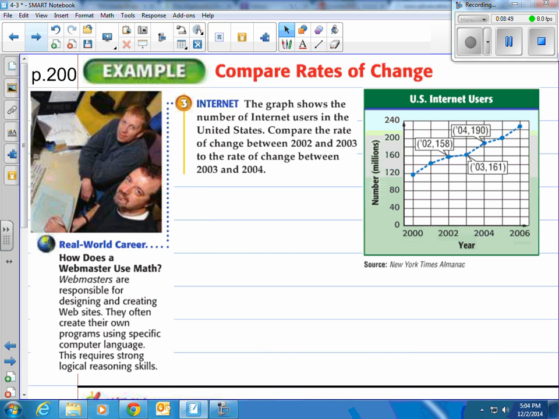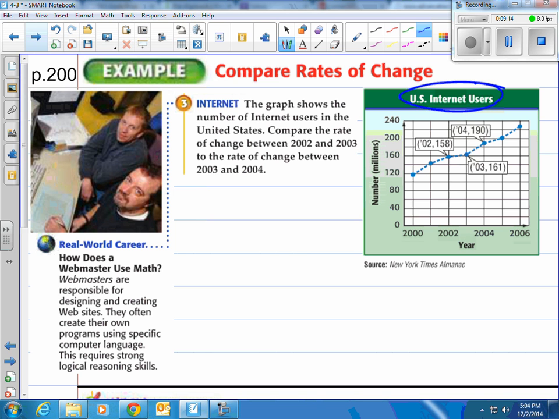You can see our graph over here. It says U.S. Internet users. So there's numbers of millions of people using the computer. And we're talking about the years between 2000 and 2006. They go up in increments of 2 years. It says the graph shows the number of internet users in the United States. Compare the rate of change between 2002 and 2003 to the rate of change between 2003 and 2004.